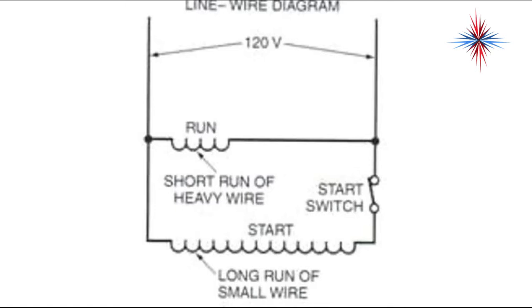And this is an example of a diagram. Okay, run winding is small, start winding is a little bit longer, has a switch. This can be drawn in many different ways.